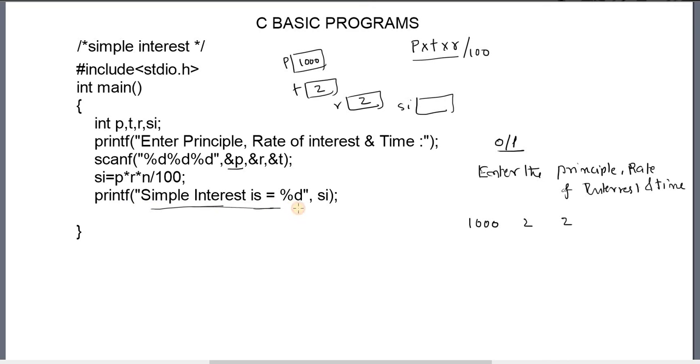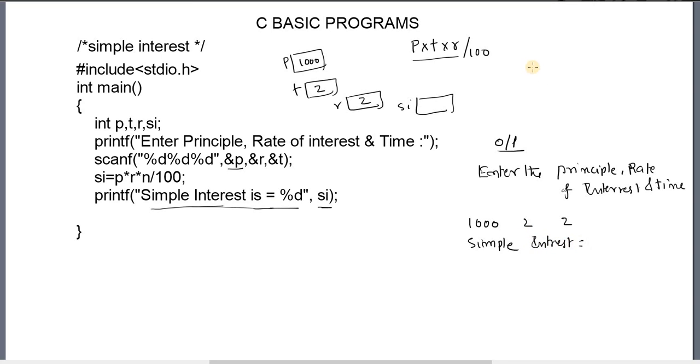It will give this output, simple interest. Printf always prints what is given within the double quotation marks. What is there in this double quotation? Simple interest is equal to, then a specifier. A specifier is non-printable. In this place we will get the SI value. Here one specifier is there and the corresponding variable is on the right side. In place of %d we will get the SI value, the simple interest.